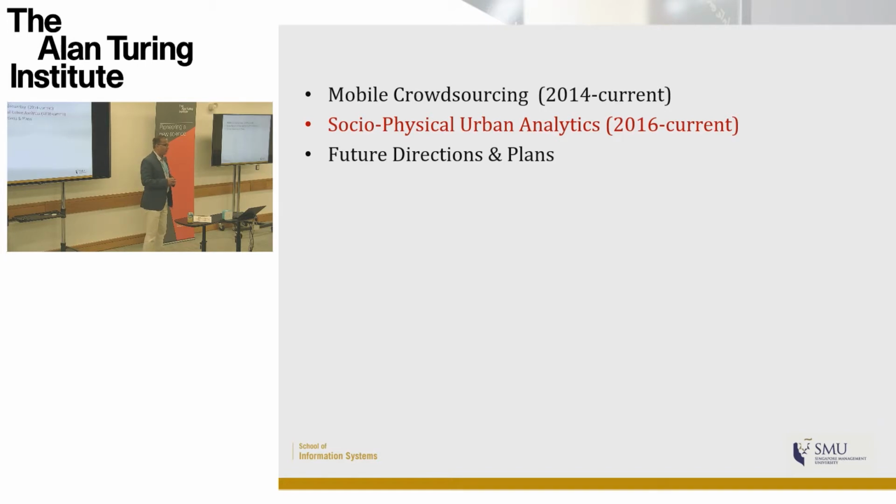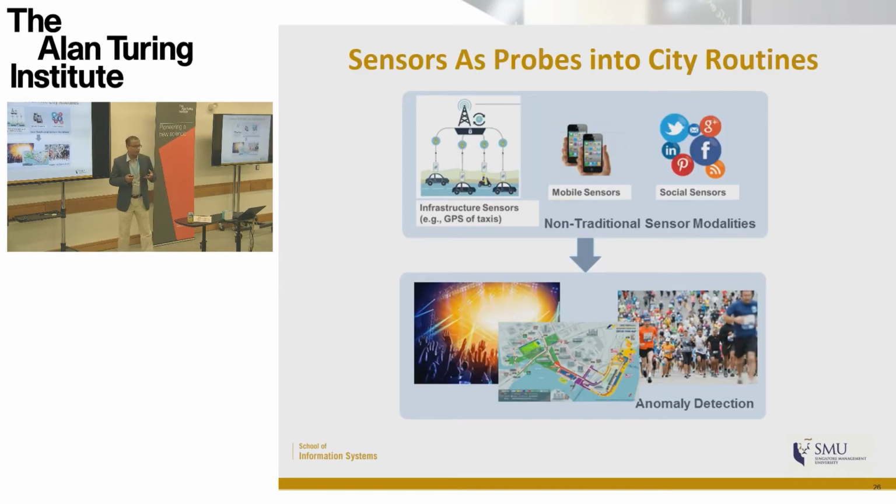So in the next 10 minutes, I'll just focus on the socio-physical urban analytics portion of the talk, because as I said, this is more speculative, more advanced, but I wanted to share the vision of what we're after. So what we're after is we think of all these sensors as probes. You have the infrastructure sensors, GPS of taxis. This has been very common, very heavily analyzed. You have mobile sensors. People participating can give you sound, environmental quality, all of these things. You have social sensing. People post things on Twitter. People take Instagram pictures, et cetera.